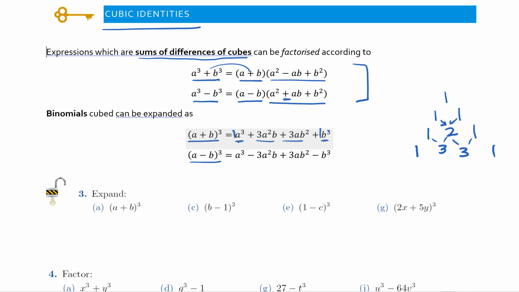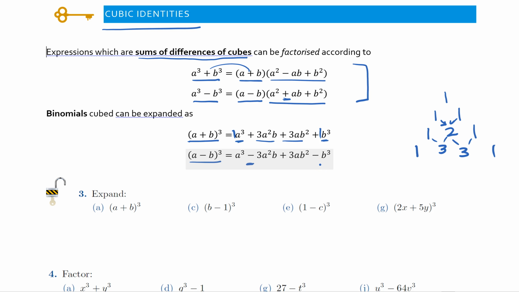If all else fails, of course you can just square it and then multiply all of that by a plus b. Sometimes it's just as quick to do it that way. With our a minus b all cubed, it's exactly the same, but the reason we have a minus here is because we're multiplying by minus b. Over here, minus b squared becomes a plus, but minus b cubed, we still end up with a negative.